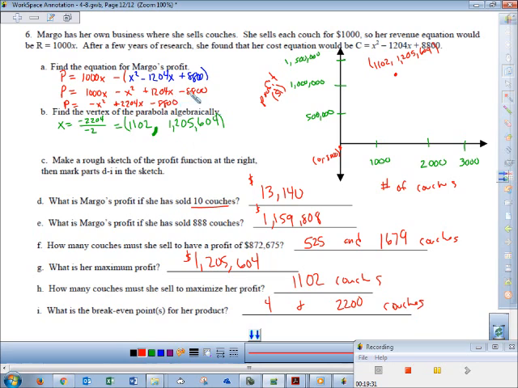So they started in the hole, right? They started at $8,800 in the hole. After they sold 4 couches, they broke even. Then they could sell more and more and more. And then if they sold all the way up to 2,200 couches, they'd basically break even again. They'd have 0 profit. So let's put all these points on our sketch. That was at 4, 0, 2,200, 0.